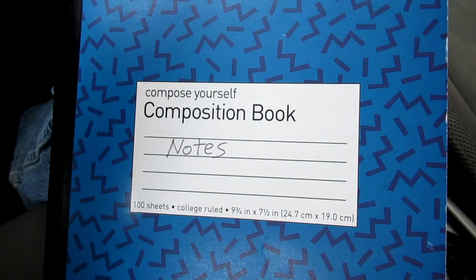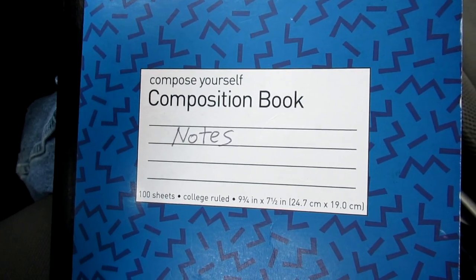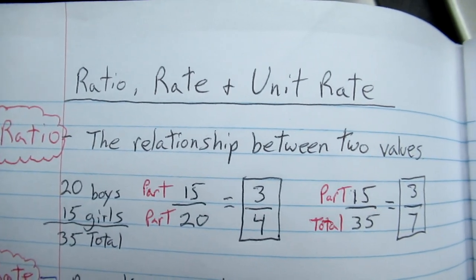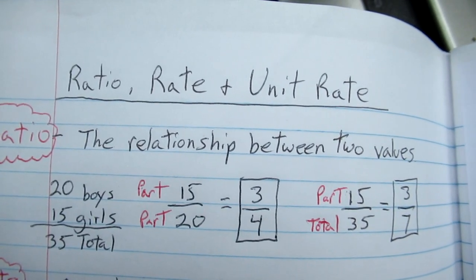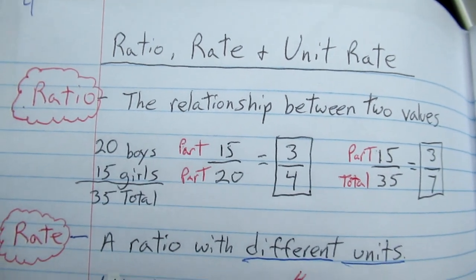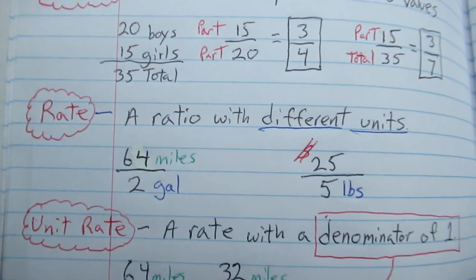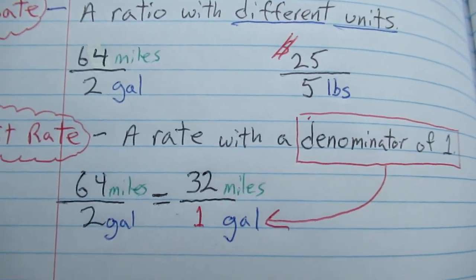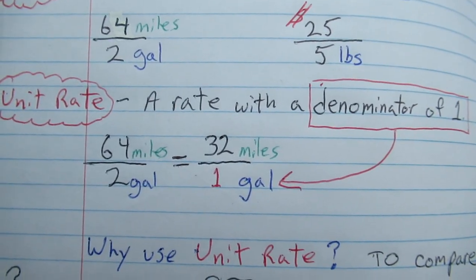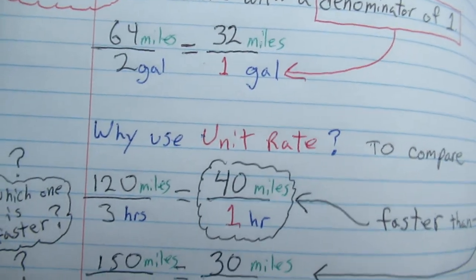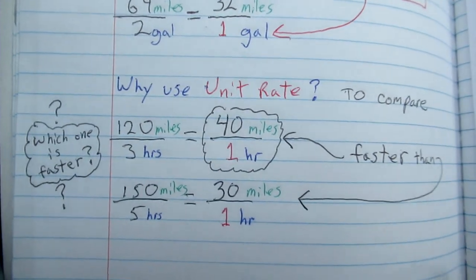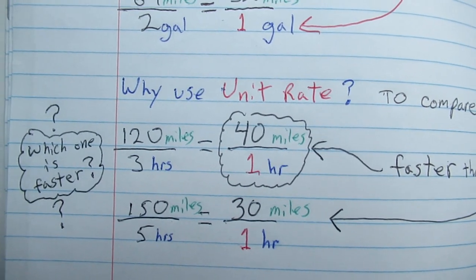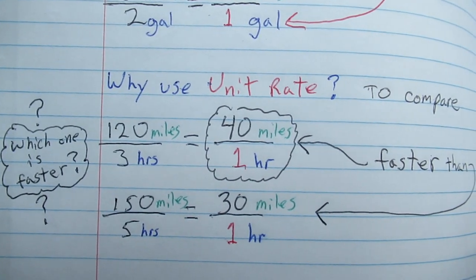So here's just a little heads up on what we're doing today. Let's start off with some things that we have already covered. For example, we went over rate, ratio, rate, and unit rate. The thing about unit rate is that's when you have a denominator of 1. And why do we use that? We like to use that for comparison. So if we want to compare two different mileage, for example, which is faster.